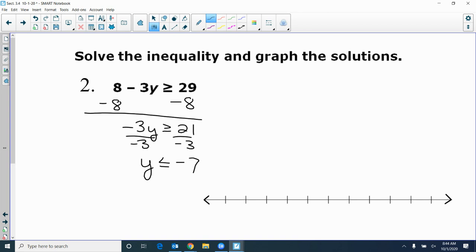Give me one number, Zachary, that should work. -8. He says -8, so I'm going to test it. 8 minus 3 times -8: -3 times -8 is positive 24. 8 plus 24 is 32. Is 32 bigger than 29? Yeah. So you have to make sure you flip it. So we had -7 here, -6, -5, -8, -9. Less than or equal to, go to the left.